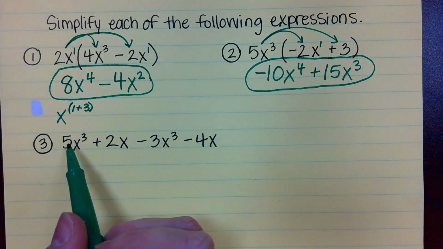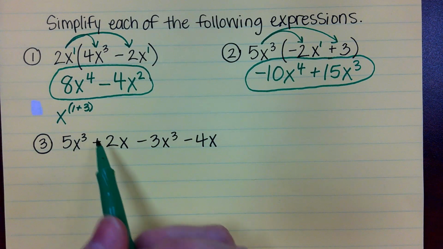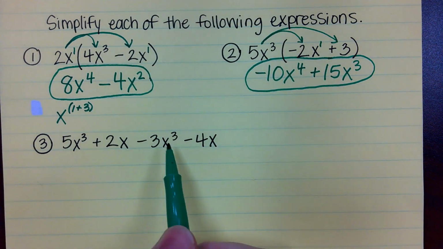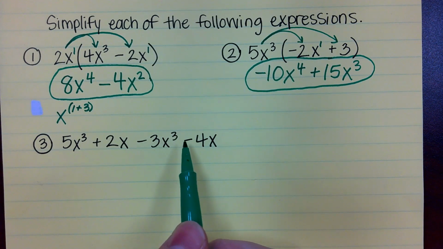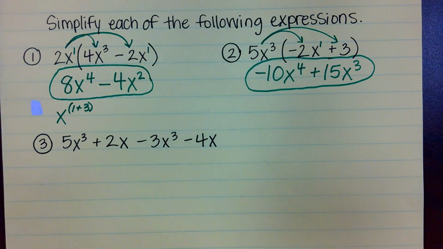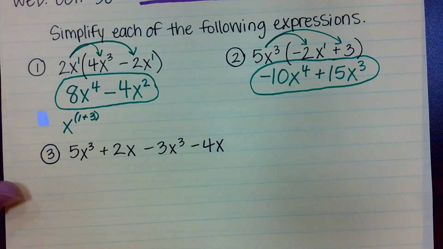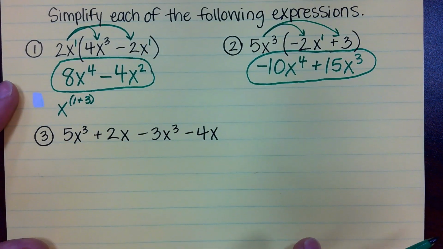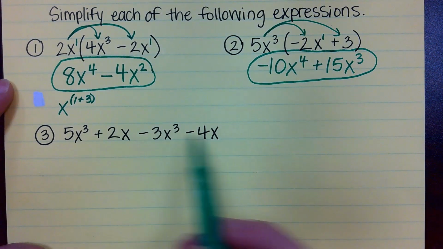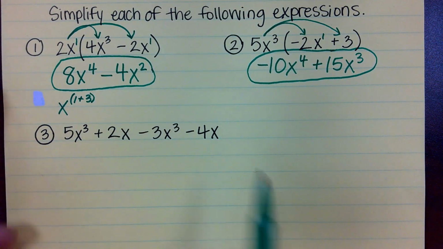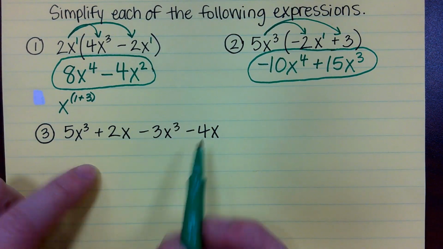So I've got 5x to the 3rd power plus 2x minus 3x to the 3rd power minus 4x. Who can tell me what I'm doing here? What should I be doing? Yeah, we're just combining like terms. Nowhere in this problem does it tell me to multiply. Nowhere does it tell me to do that. I just have pluses and minuses.